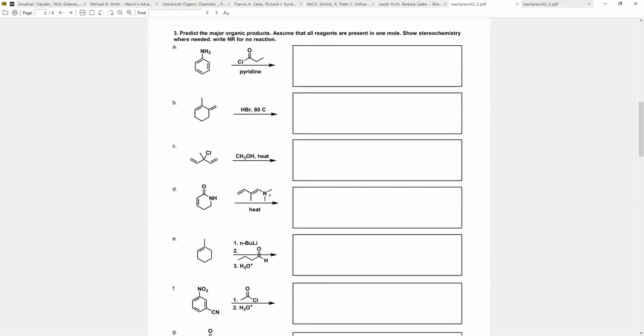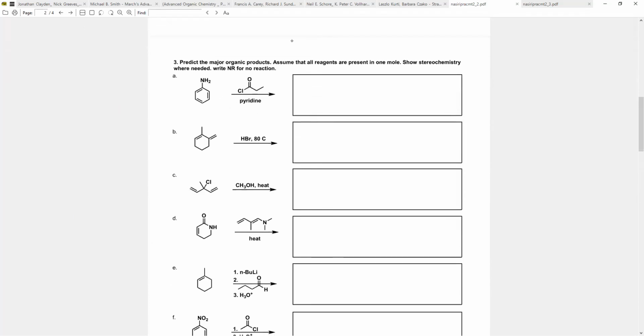Right. Cool. Moving on to predicted products. So we have aniline. Remember, free anilines or nitrogen lone pairs are the worst lone pairs on the planet. They do everything you don't want them to do.